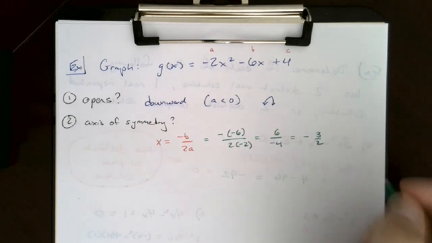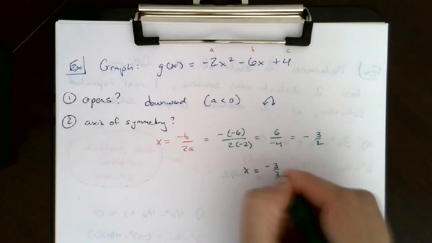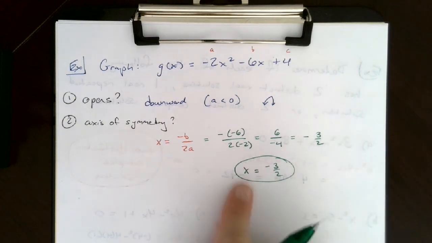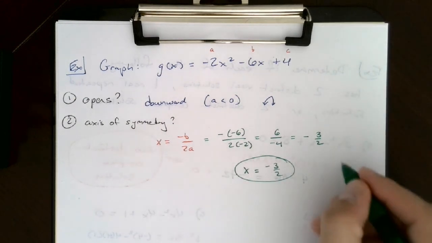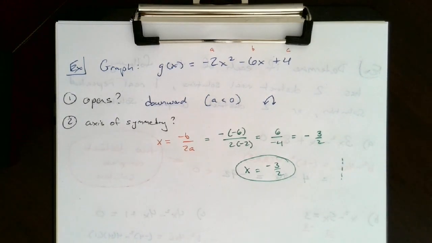Now remember, this is an equation for the axis of symmetry, so you need to write x equals -3/2. You can't just say the axis of symmetry is -3/2. It's the equation x equals -3/2. Remember, that's a vertical line through -3/2 on the x-axis.